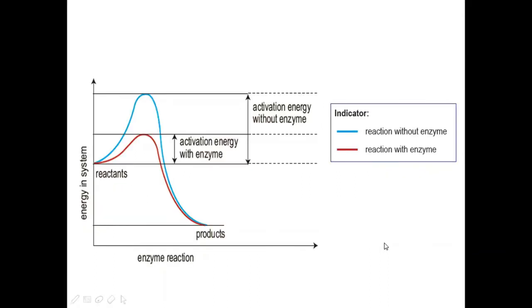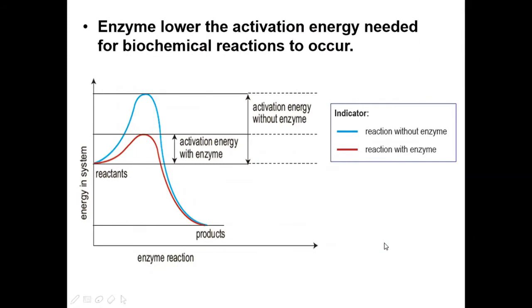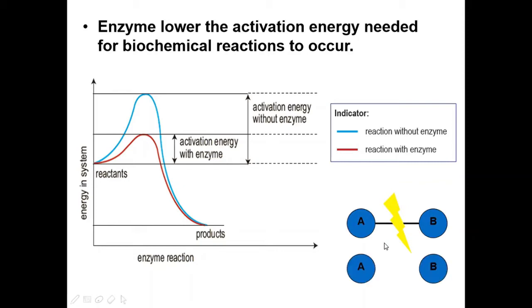So why is enzyme so important? As I said previously, enzyme speeds up biochemical reaction. How do they do it? They do it by lowering the activation energy needed for biochemical reactions to occur. Activation energy, atau dalam BM kita panggil sebagai tenaga pengaktifan, is the energy needed to break the bond in the substrate molecule before the reaction can happen.